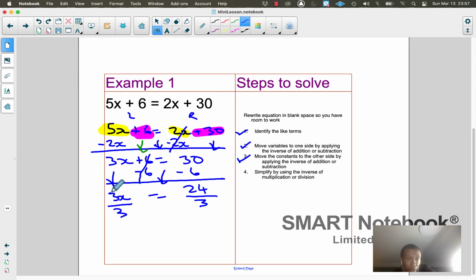Okay, 3 divided by 3, we're left with x is equal to 24 divided by 3 gives us 8. Very good. Okay. Put a check mark for step number 4. Any question? So let's move on.